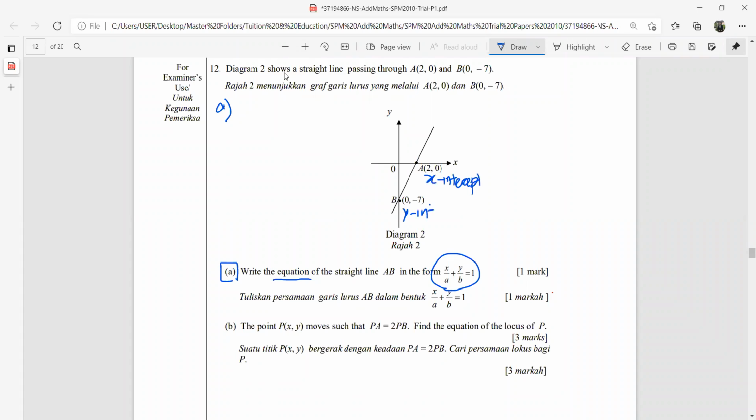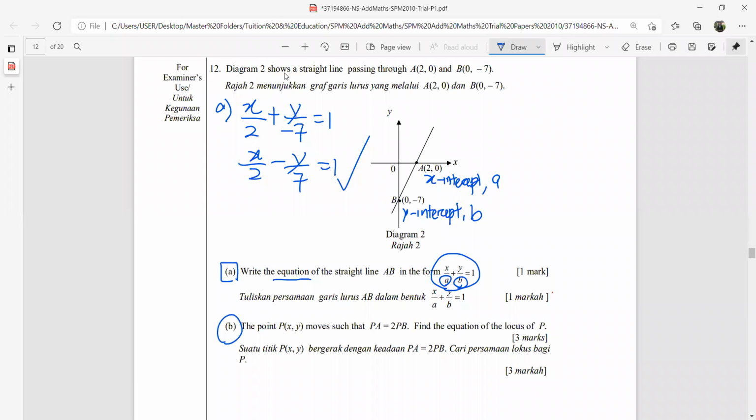Because (0, -7) is the y-intercept. And the a is the x-intercept, put it in. The y is -7. Just substitute a and b. Okay? You don't know? Recall back. And you write the answer this way. Okay? Question B.